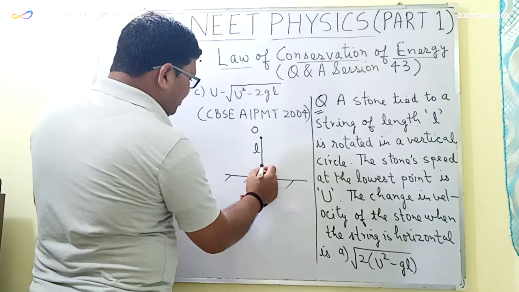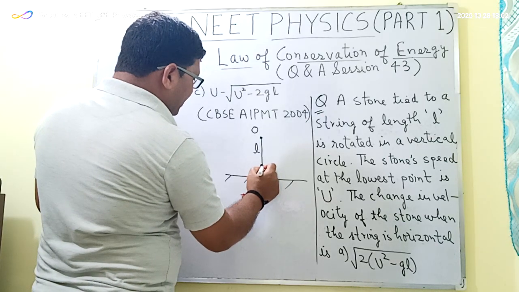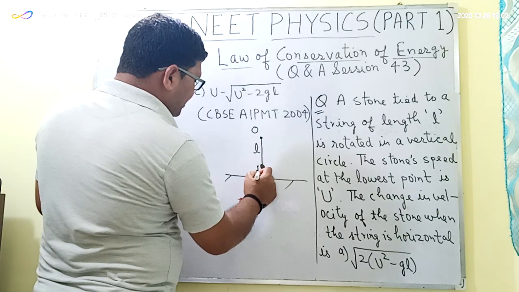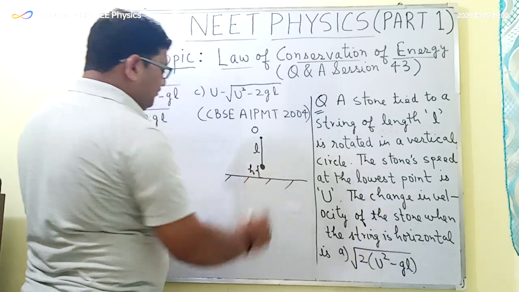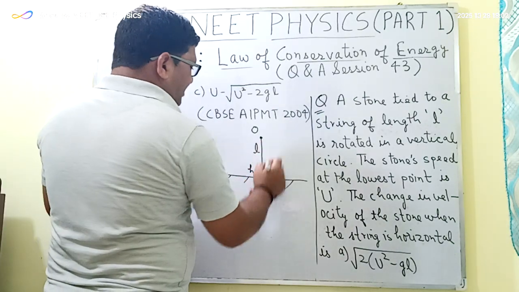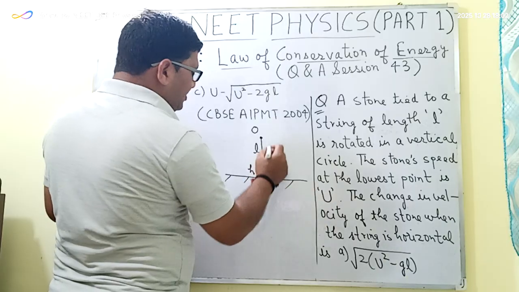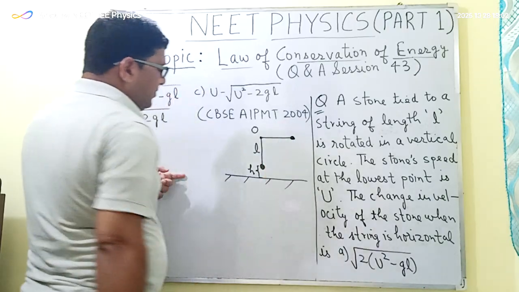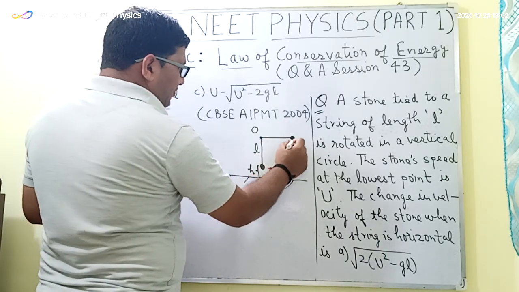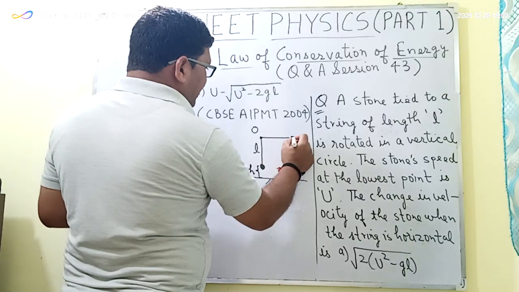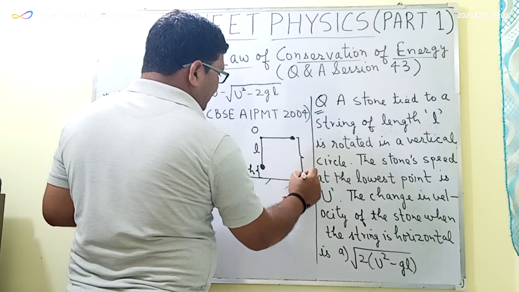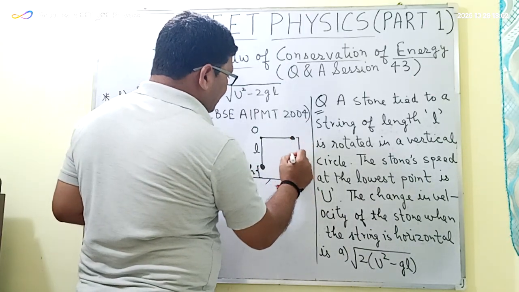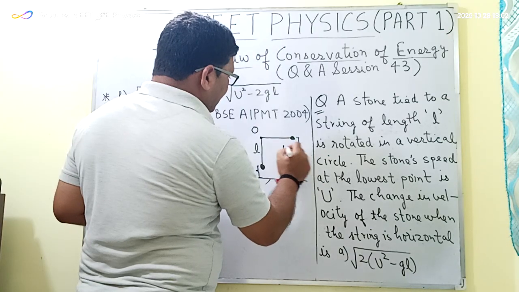So at the lowest point, we can even take the distance of this stone from this surface when it is at the lowest point. Let us say this is h. So we have to find the change in the velocity of the stone when the string is horizontal, that is, when the string reaches this position. When the string reaches this position, the height of the stone from the ground will be equal to h plus L.